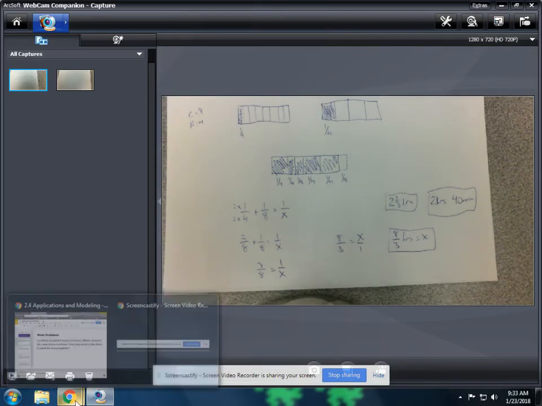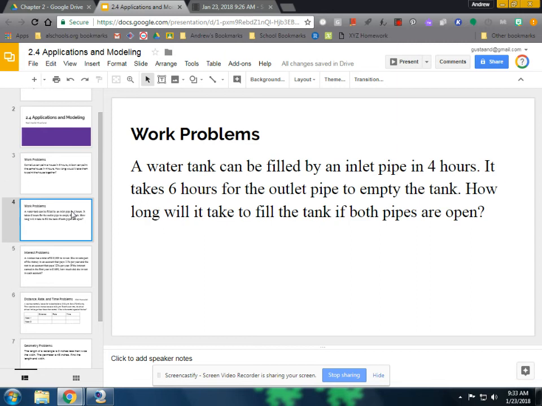Let's look at another example of the same idea. A water tank can be filled by an inlet pipe in 4 hours, and it can be emptied in 6 hours. They want to know how long it will take to fill the entire tank if both of those are open. So if you're filling and emptying at the same time, because why not? Why wouldn't you waste water like that? So here we go. Same idea, and I've got a little note. It takes 4 hours to fill, 6 hours to empty.